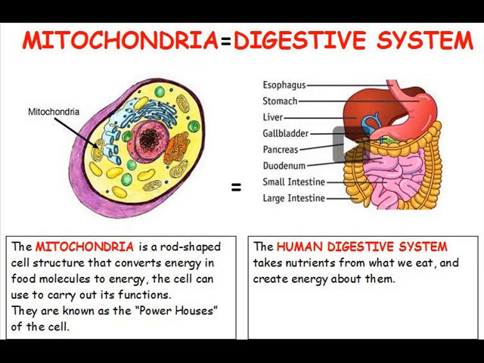The mitochondria is a rod-shaped cell structure that converts energy in food molecules to energy the cell can use to carry out its functions. They are known as the powerhouses of the cell. We can compare the human digestive system to the mitochondria because the human digestive system takes nutrients from what we eat and creates energy from them.